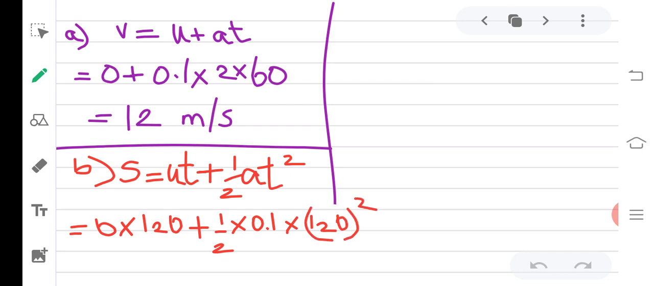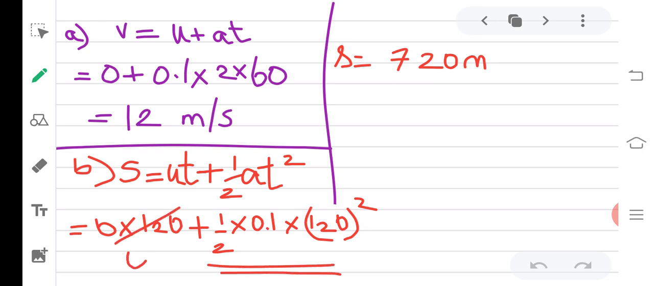So what will be your answer? s is equal to 0.1 into 120 square by 2, which will be equal to 720 meters. After solving this, 0 into 120 is 0, and you will get 720 meters. So the distance travelled is s is equal to 720 meters.